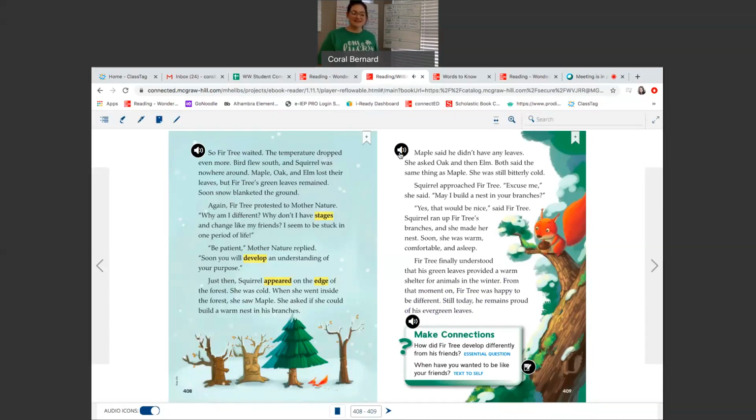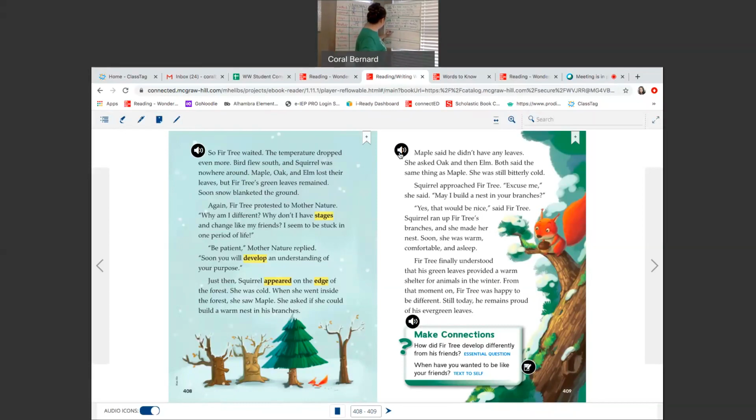Okay, so I think that our last clue, I just love this story. Squirrel is trying to find a warm place for the winter. She asks Maple Tree and Oak Tree and Elm Tree, and all of them say, I don't have any leaves to keep you warm. It's winter. How can I keep you warm? And then she approaches Fir Tree and says, hey, may I build a nest in your branches? And Fir Tree finally realizes, oh my goodness, my purpose is to keep animals warm during the winter. Let's write that down for our third clue.